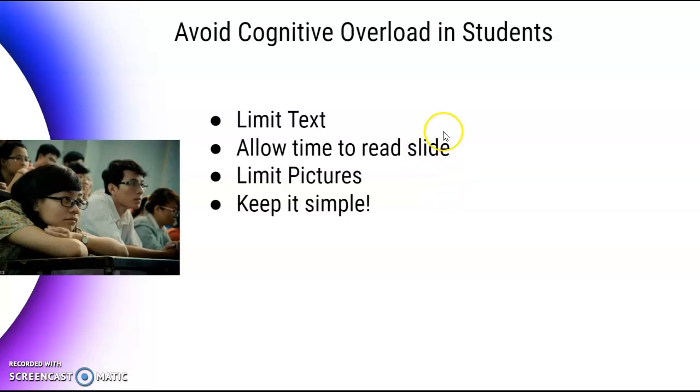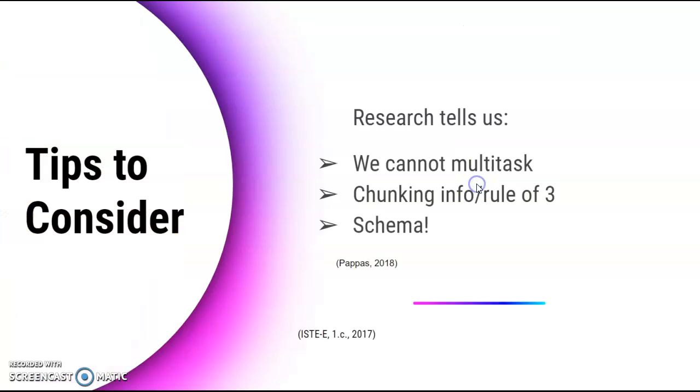Okay, now if I talk about this slide, you'll definitely remember that when we want to avoid cognitive overload, we need to limit the text that's on the screen. We need to allow time to read the slide. We need to limit pictures, and we need to keep it simple. I think the second one may be one of the most important ones because it's important to know that they can either listen to you or they can read what's on the slide, but it's extremely difficult for them to do both at the same time.